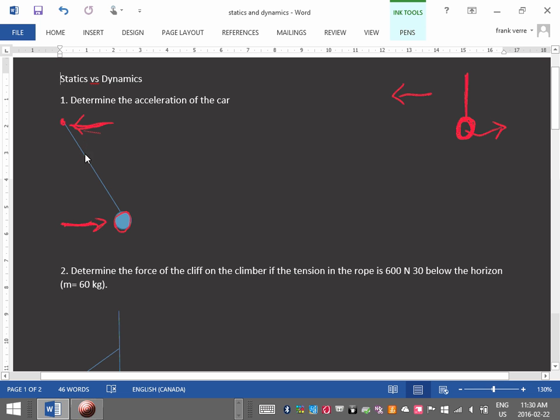Now, because this is accelerating and there is a downwards force because of the weight, then this is what it looks like. Looks like this. Now, we can make it totally symmetrical. We can make it look like a box. But this is the idea.